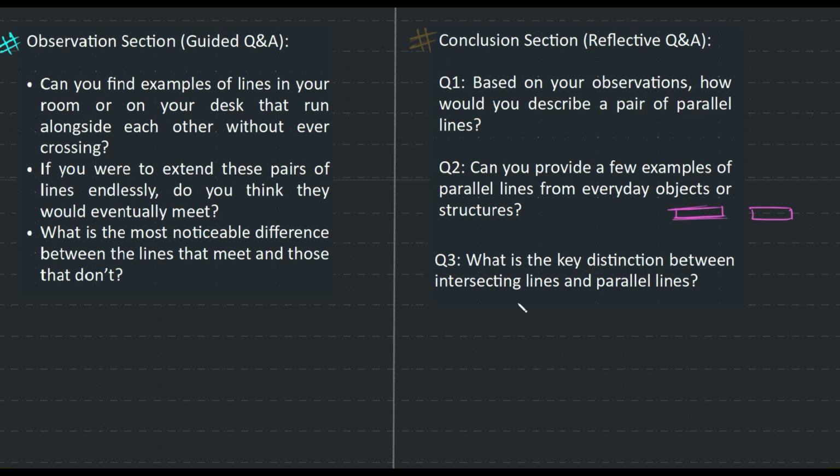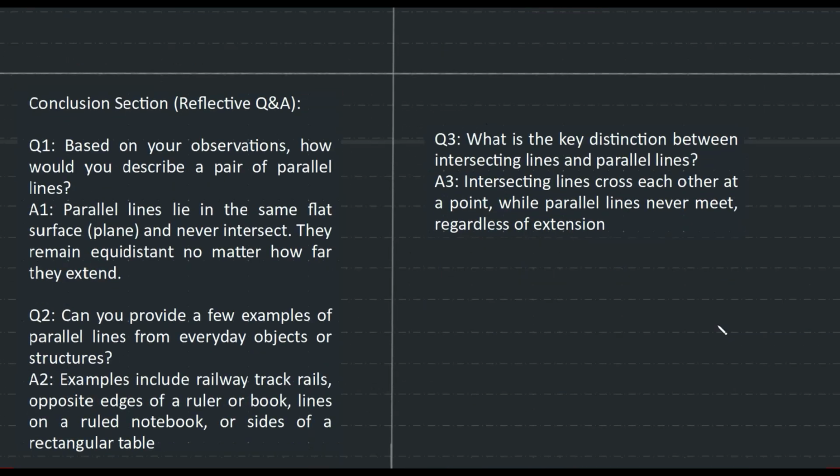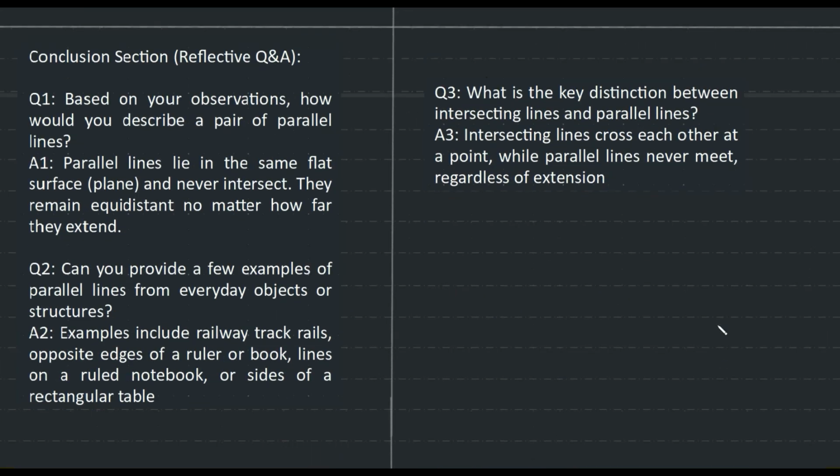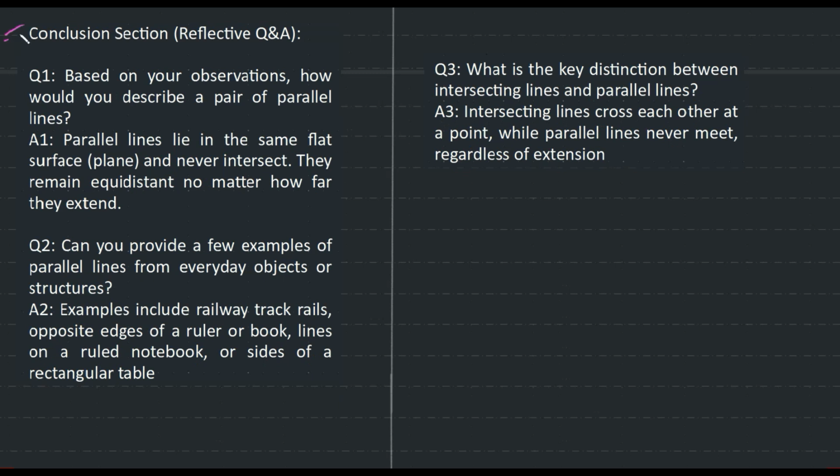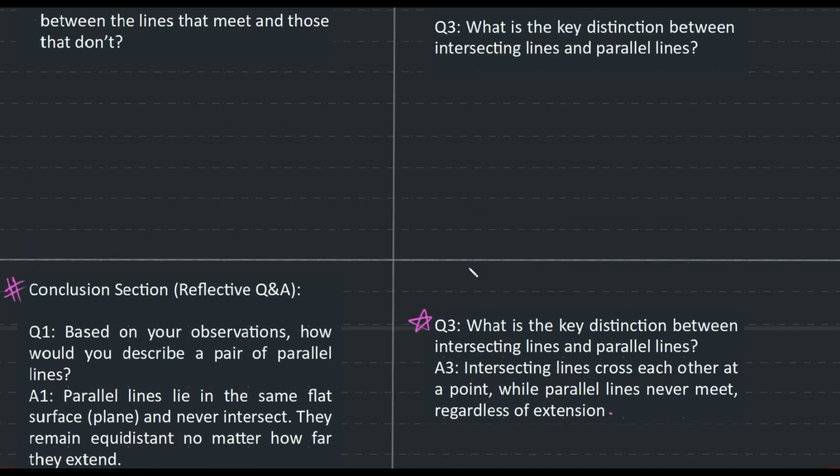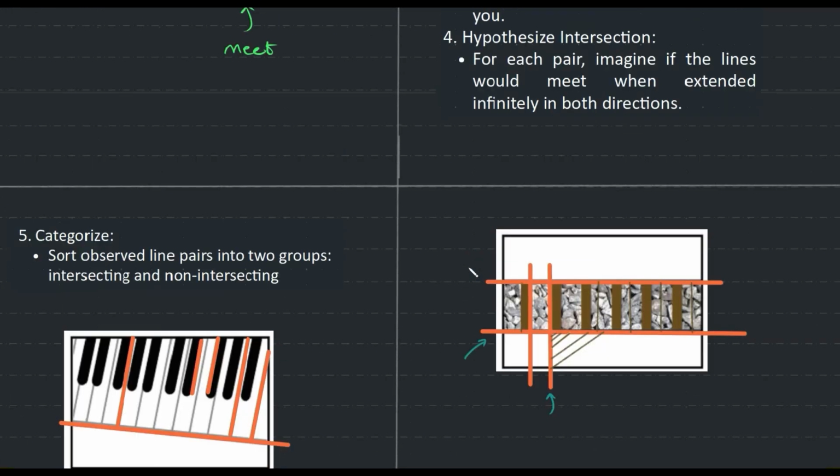So what is the key distinction between intersecting lines and parallel lines? Let me show the answer now. Okay, so these are some of the general answers that you can have a look at. The very important part of this discussion is that intersecting lines cross each other at a point while parallel lines never meet regardless of extension. And also the distance between parallel lines remains the same. That's one more thing to keep in mind about parallel lines.